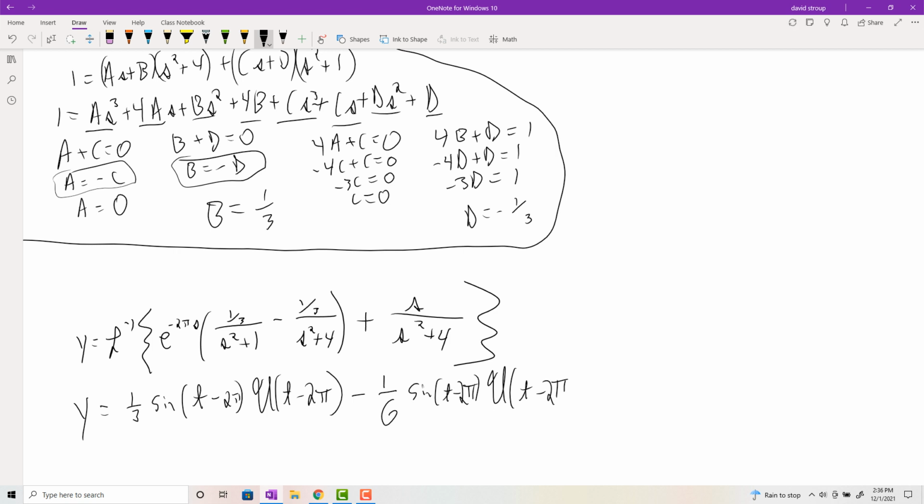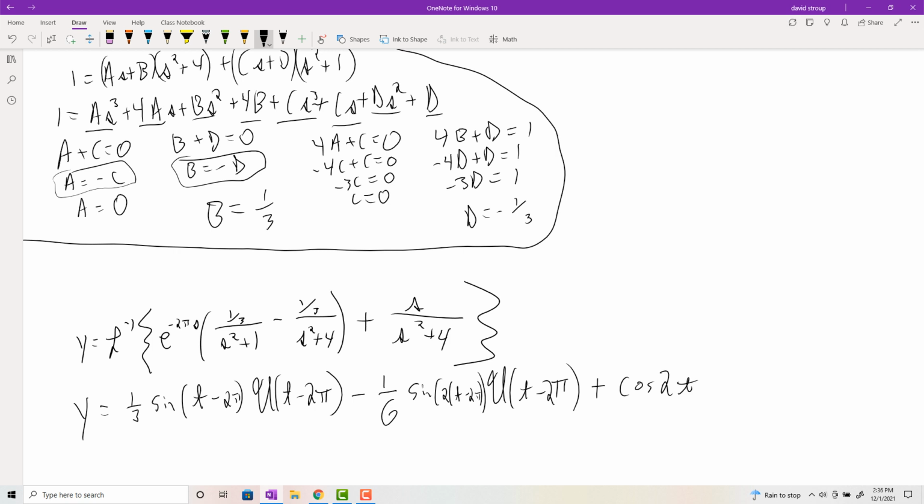So what the heck's the difference between those two? Oh, the second one has a 2 in front of the t. Whoops, let me erase that a bit. So this would have been 2 times (t minus 2 pi), like that. Okay, and then the last guy, of course, is a cosine of 2t.